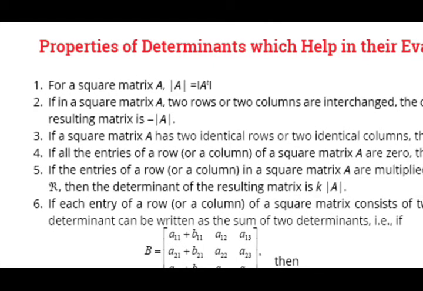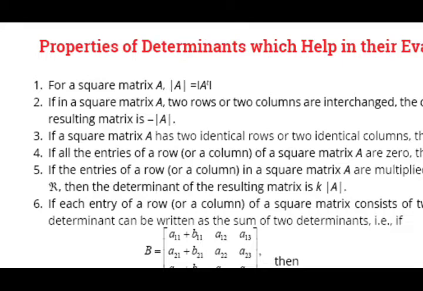For a square matrix A, the determinant of A and the determinant of its transpose are always the same. You will find the determinant of A and then the determinant of its transpose, and they are always the same.